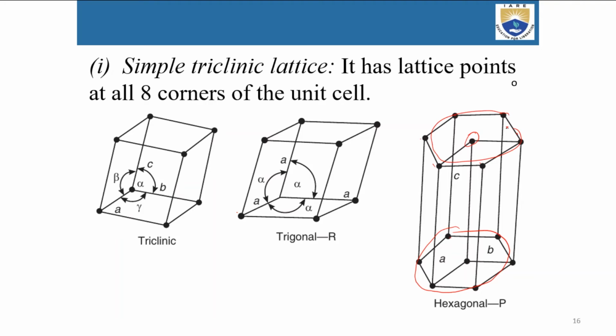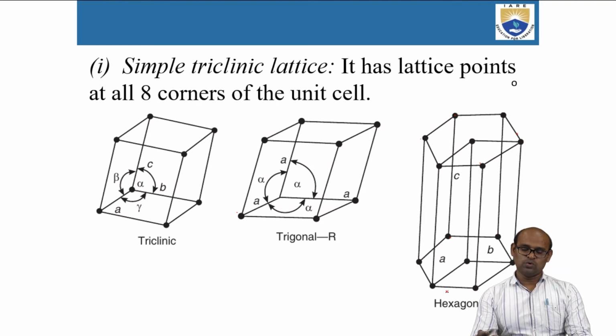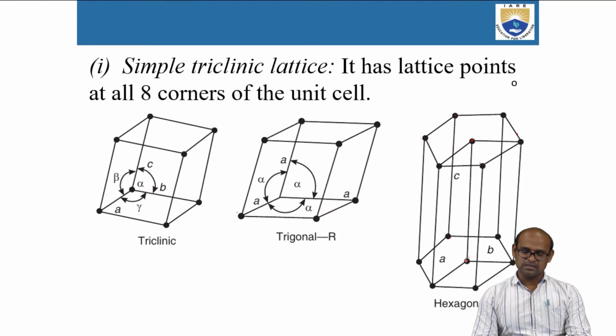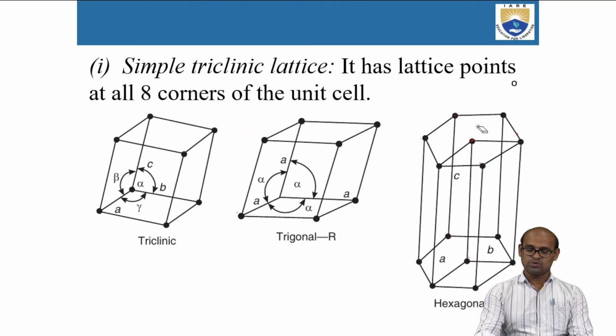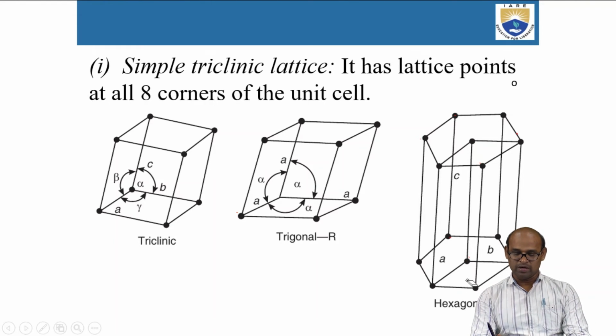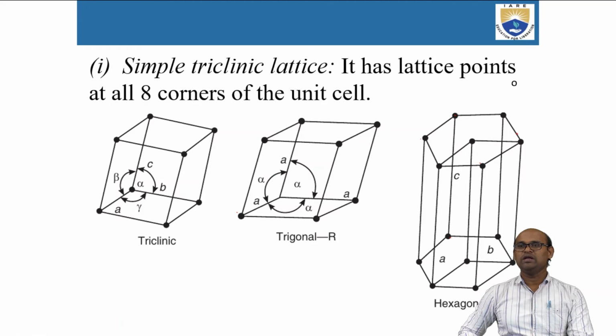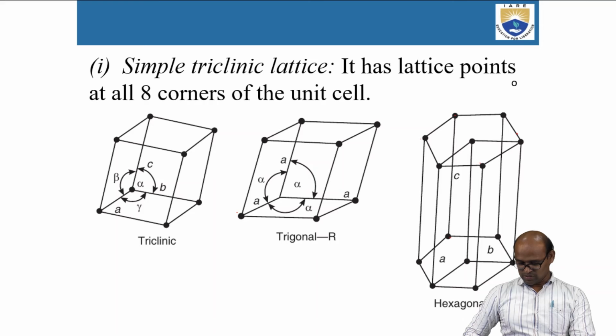So 12 lattice points at the 12 corners of the unit cell, and you have 2 at the center of the top face and at the center of the bottom face. So this is a non-primitive unit cell, right? We have discussed 7 different types of crystal systems with 14 different types of Bravais lattices.